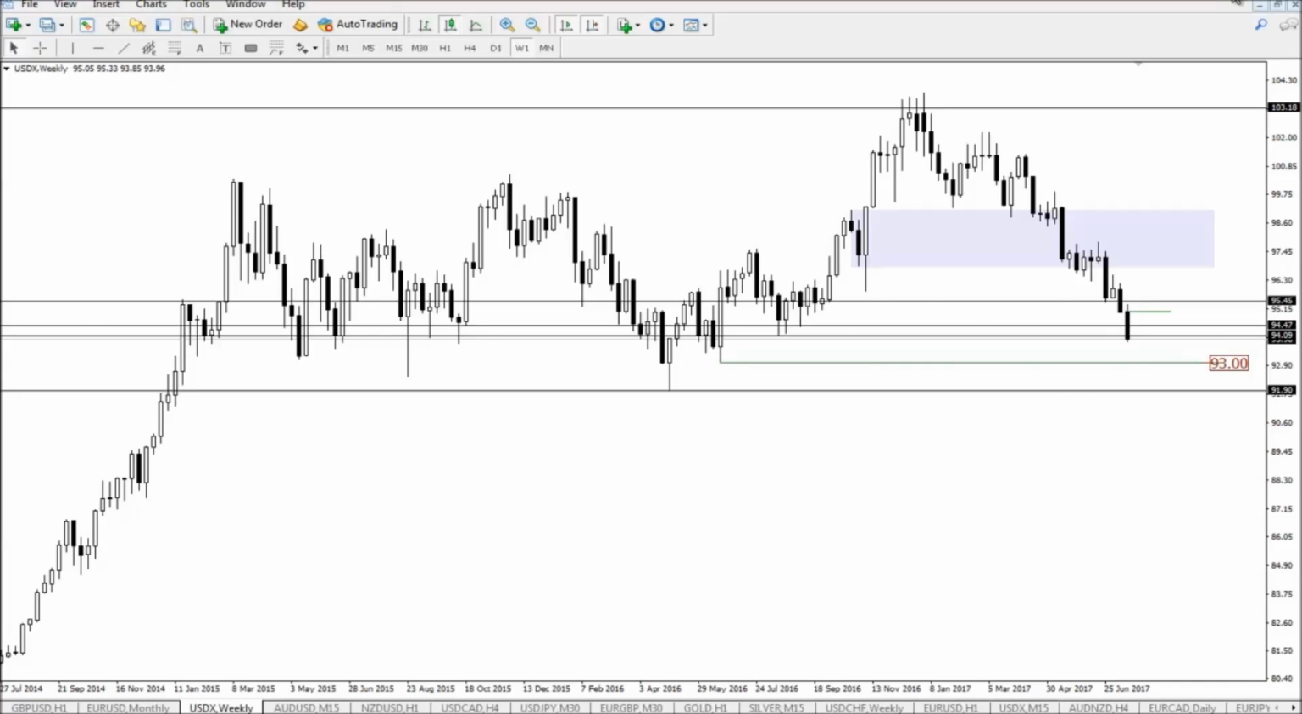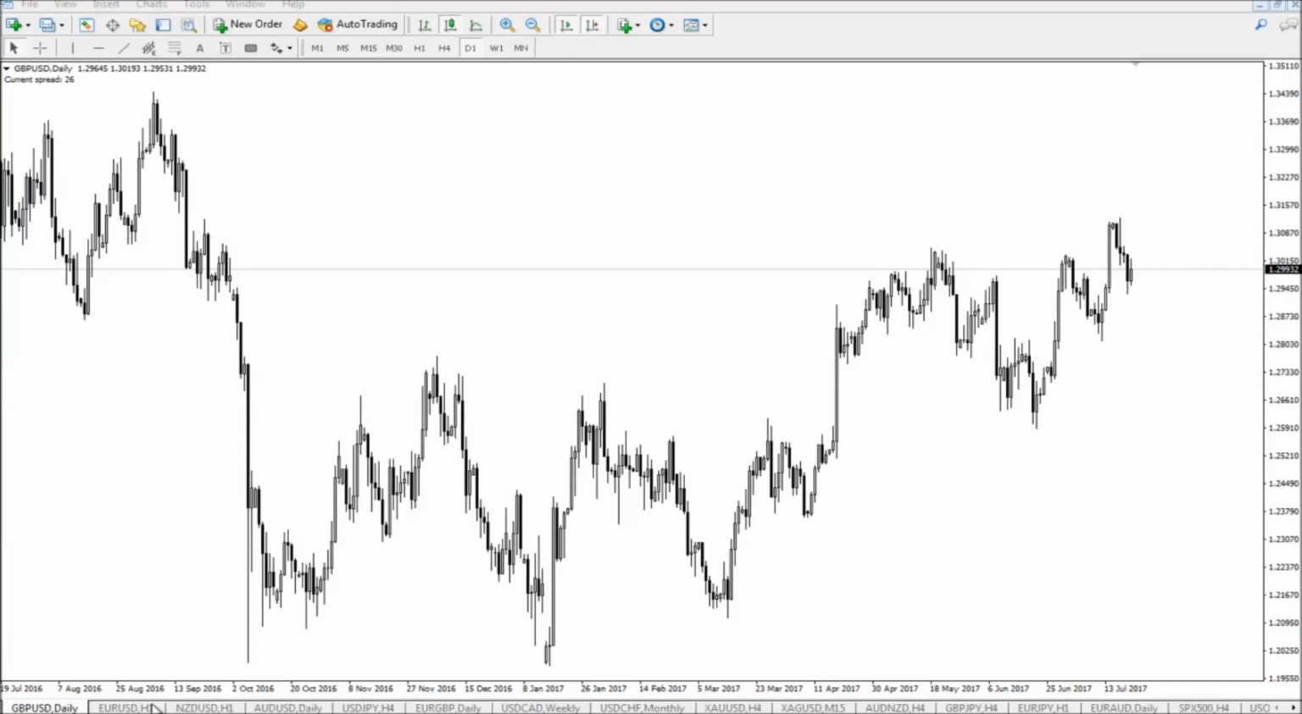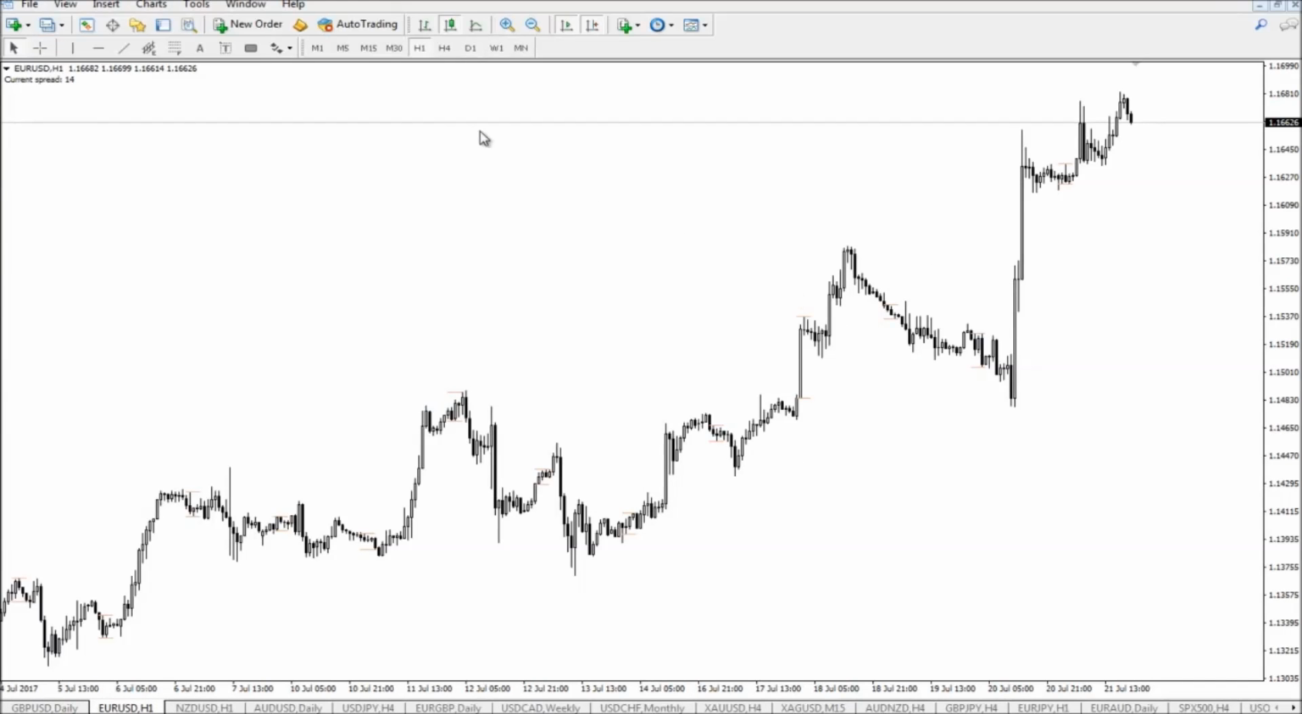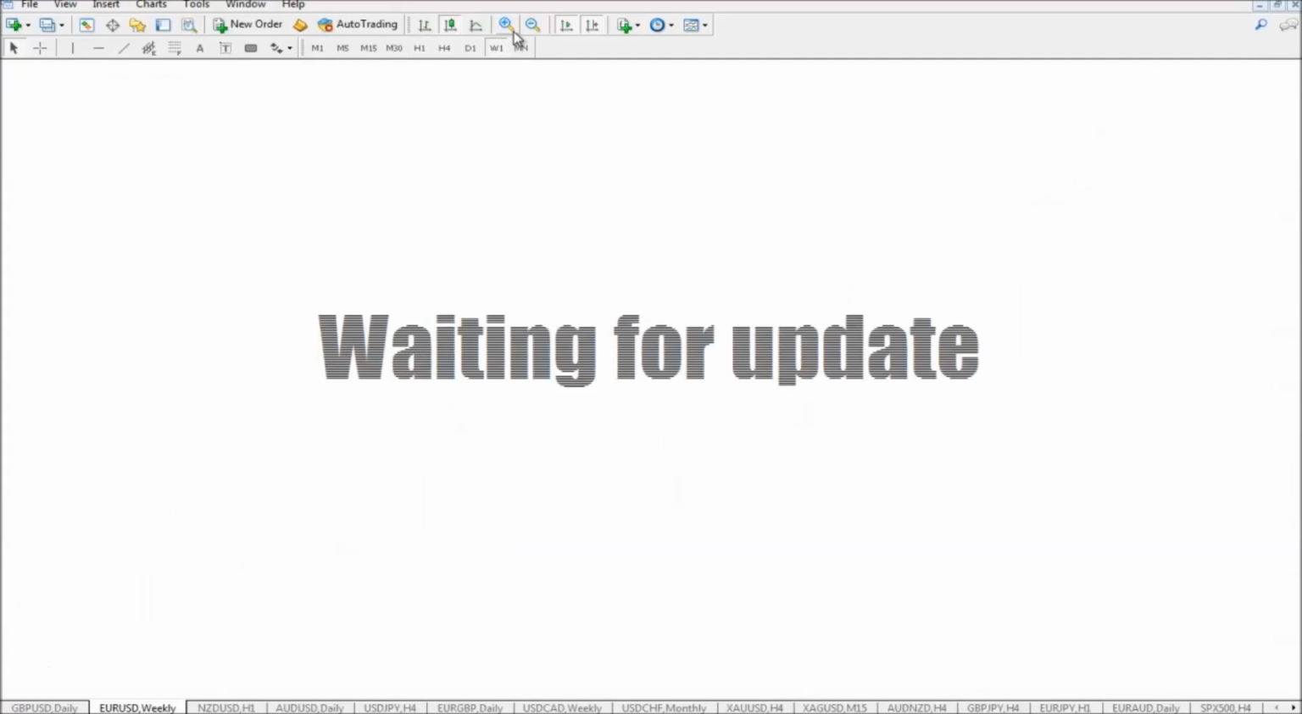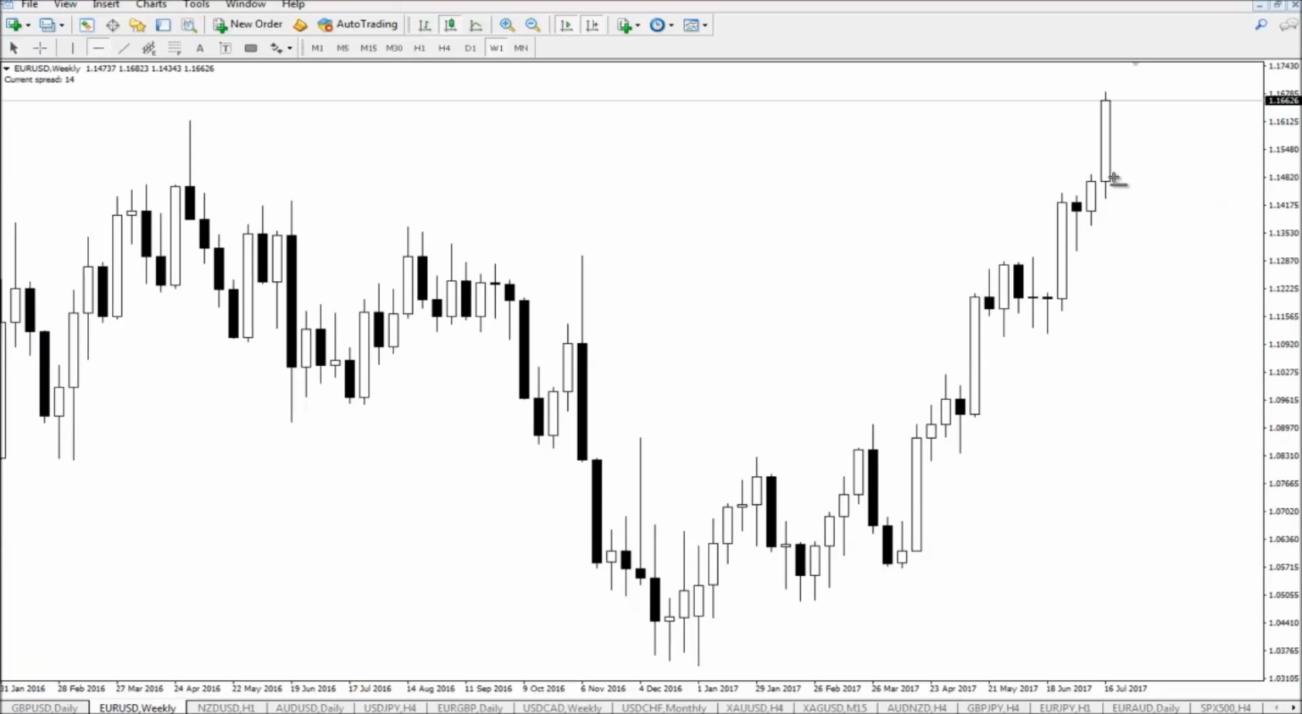Now, what am I looking to trade this week? Start off with the euro. The euro did the same thing. We found support at the weekly open. The only thing I wasn't happy with was how the price action was looking, but as price unfolded, it gave a setup.